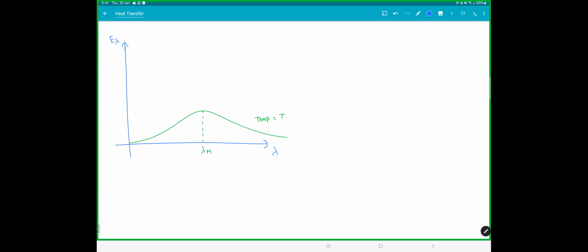Now, I'll write down all the main formulas that you need. First thing, what happens to lambda m? So this was the first thing. Lambda m into T is constant. So if the temperature becomes double, your lambda m becomes half.